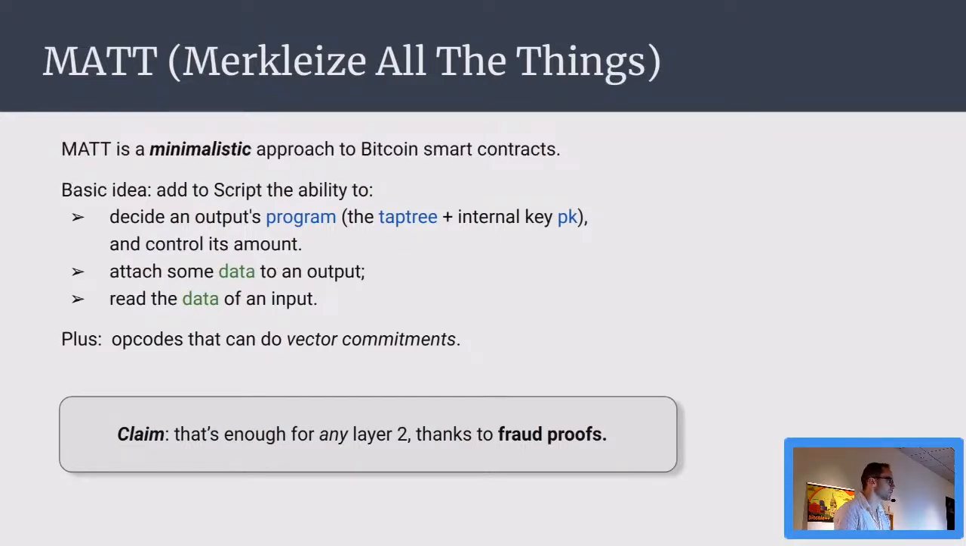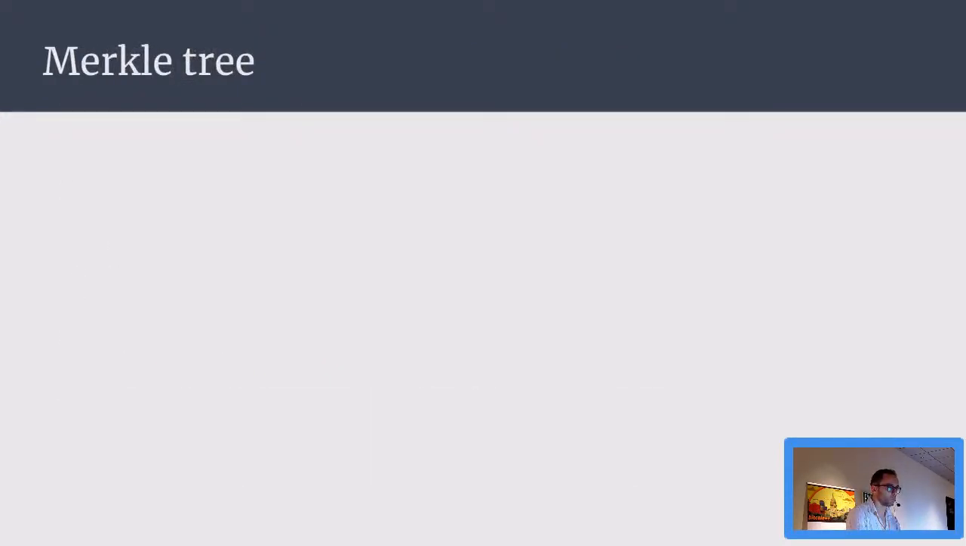And that's interesting because it means that, in a certain sense, we can basically implement any possible layer 2 without needing any further changes to layer 1. And the way we do that is by using a tool called fraud proofs, which is what Johan was presenting the other day. So what is a vector commitment?